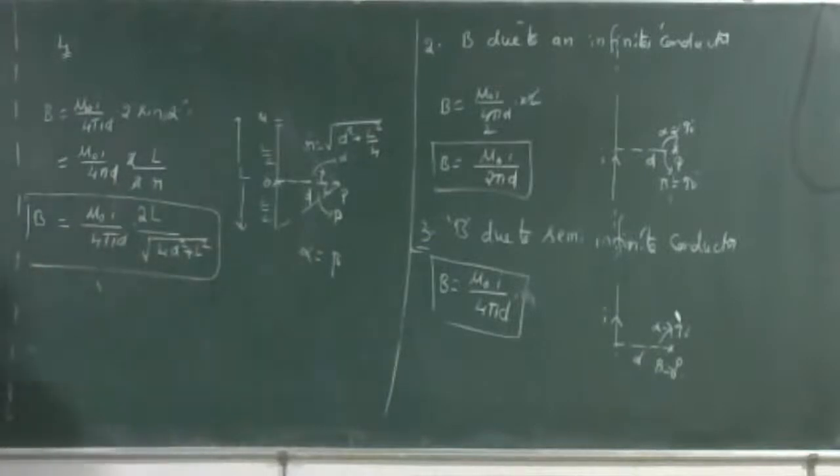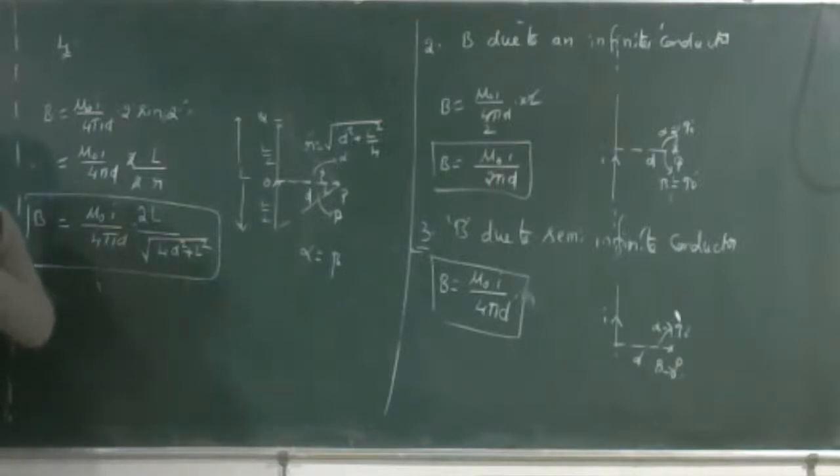By doing numericals, if it is given that a long straight conductor is there, but the length is not mentioned, you have to consider that conductor to be an infinite conductor. If it is mentioned, then that particular length will be used.